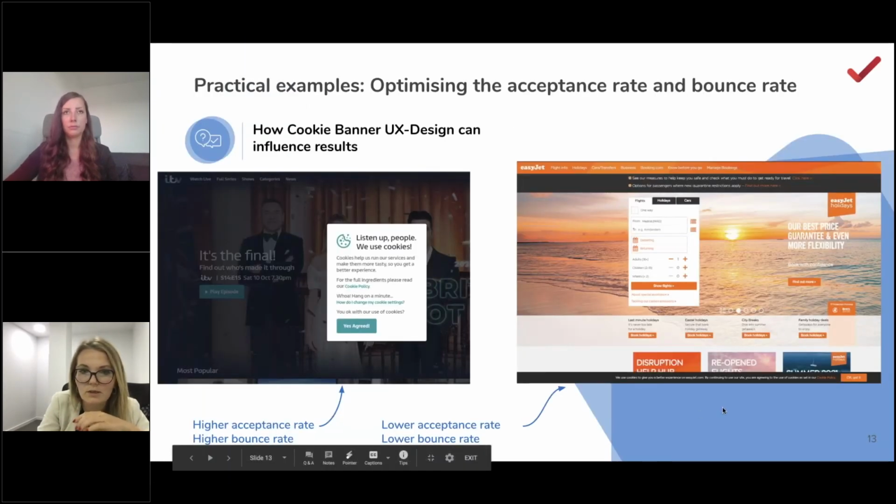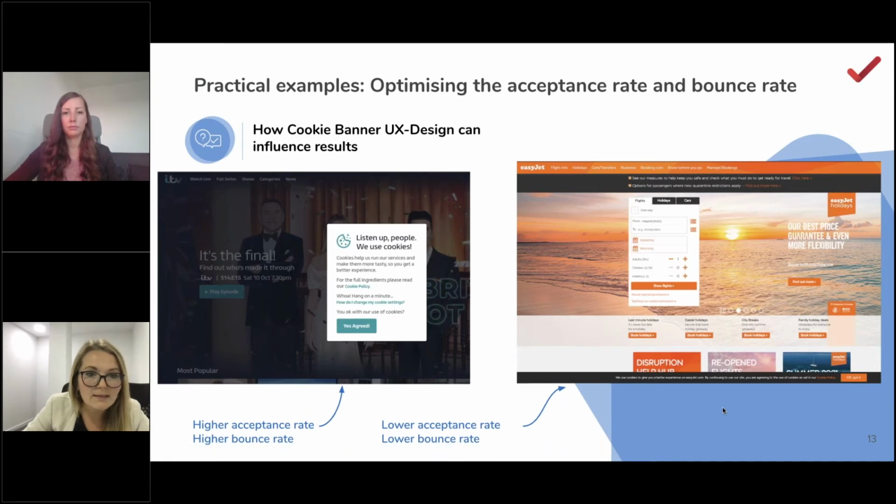We just took the screenshots this week. On the one hand, here on the left you have an example from ITV, and on the right you have an example from the EasyJet website. And you have two different cookie banners here. I would say the ITV one is more in line with what we are going for.